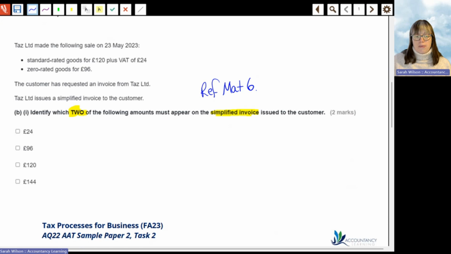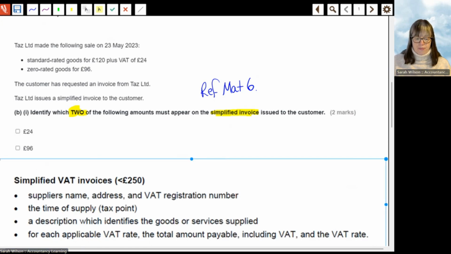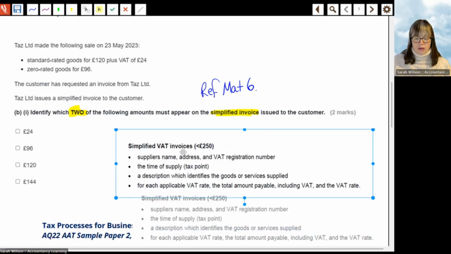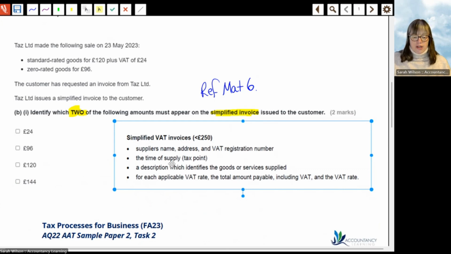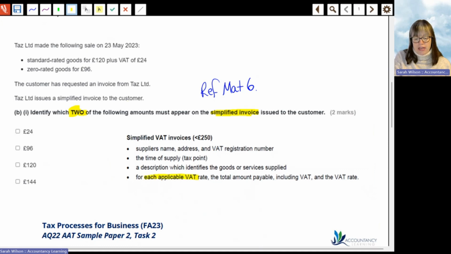So I'm going to bring up a snippet of that reference material. So on a VAT simplified invoice, we have to have details of the supplier's name and address and VAT registration number, the time of supply, so i.e. a tax point, a description, and then for each applicable VAT rate, the total amount payable, including VAT and the VAT rate. So the key here is for each applicable VAT rate, the total amount payable.